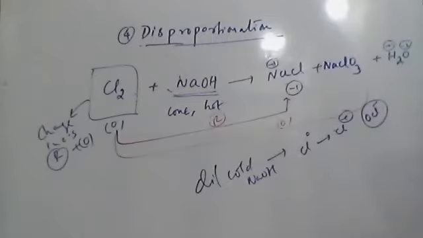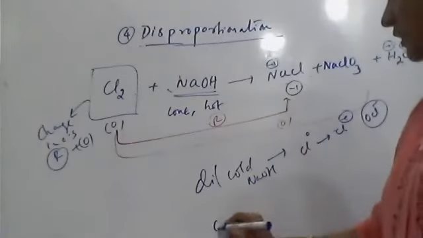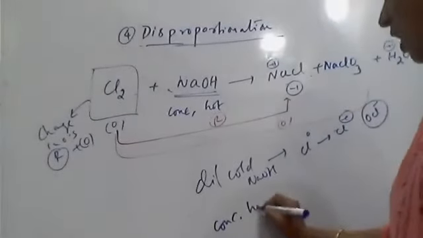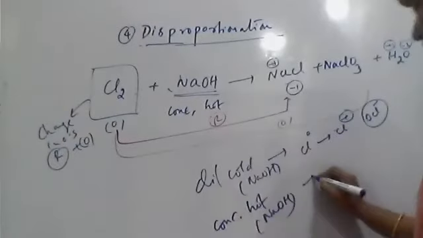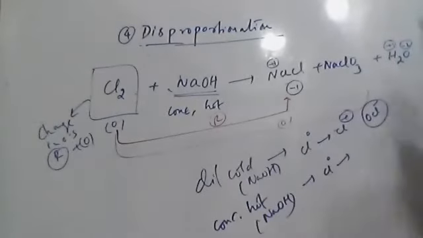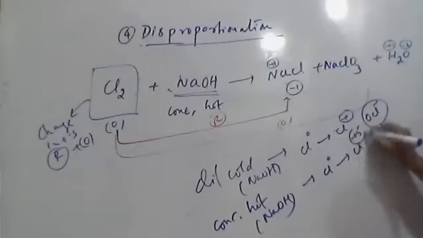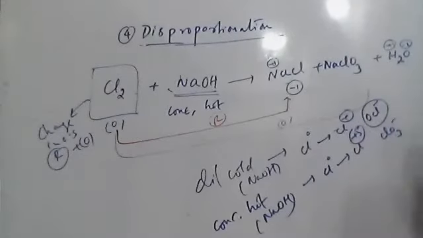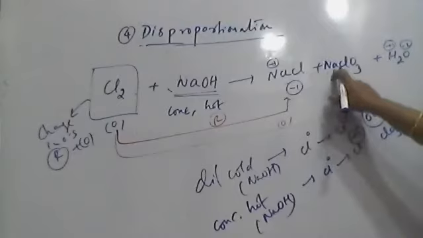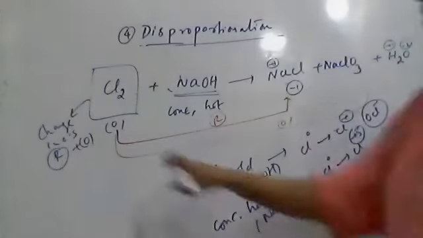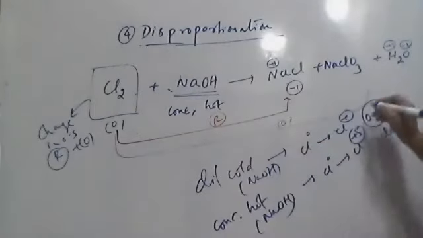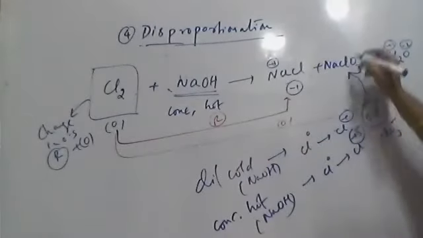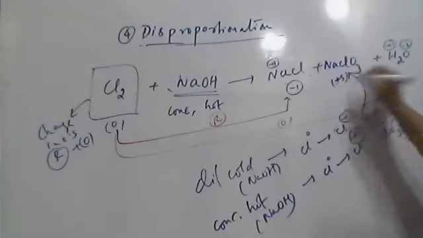So here you get NaClO3. In concentrated and hot alkali, you may take NaOH or KOH. Here the chlorine undergoes more oxidation. It changes to plus 5, which is ClO3 minus, chlorate. So this is called sodium chlorate. So check it. Here 0 changes to minus 1, reduction. Simple. But in this case, this chlorine will have a plus 5.